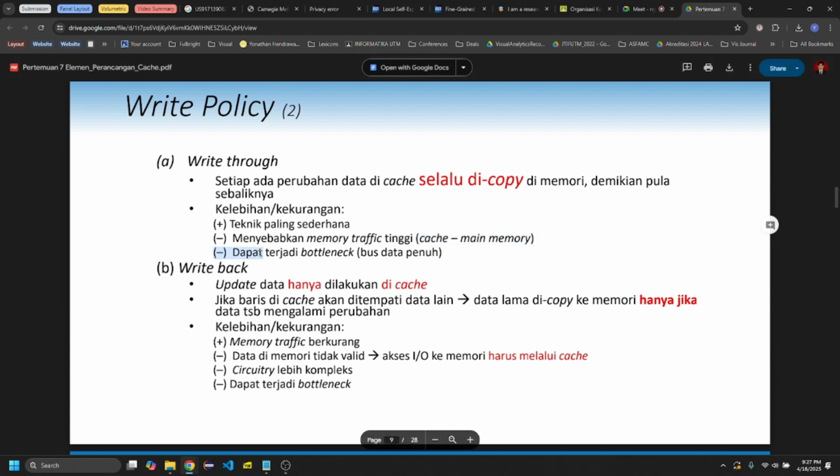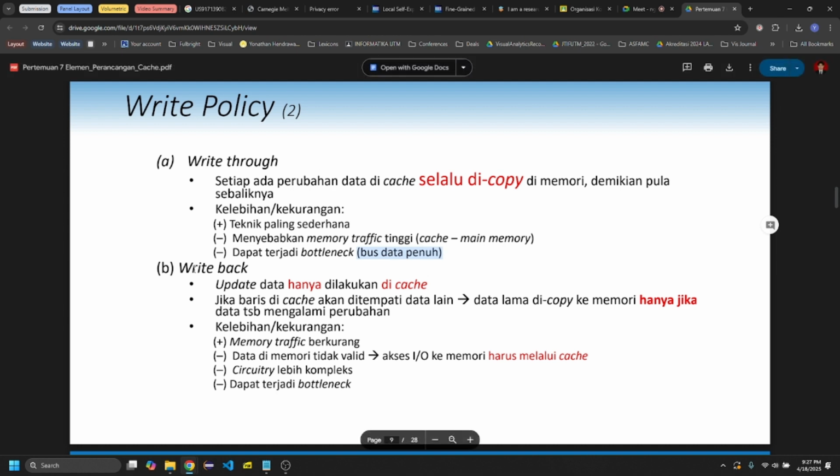The other downside is that it can cause a bottleneck, where the data bus is overcrowded by many things happening, and that slows down the operation. The CPU cannot read a particular cache line because it is still being updated, and while it is still being updated, the bus is full. So in other words, the CPU needs to wait, and that's a downside.